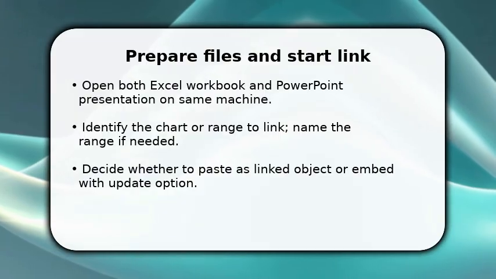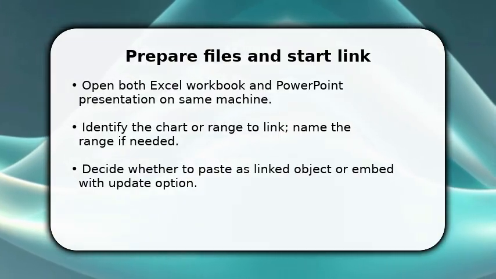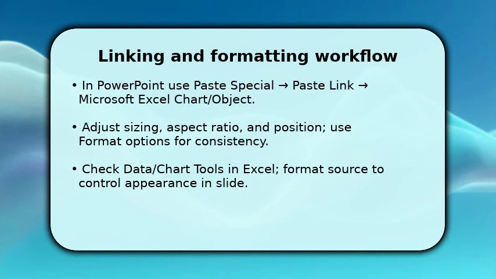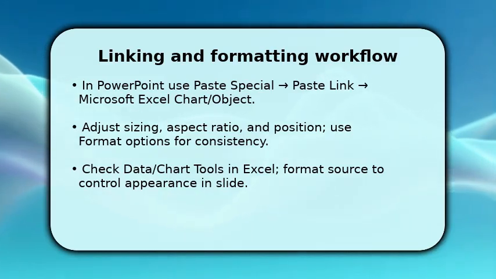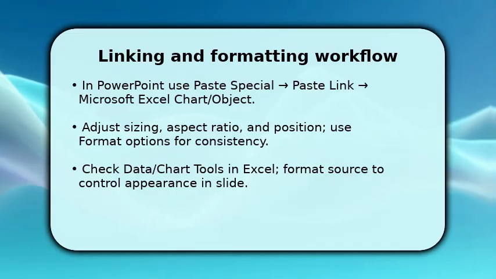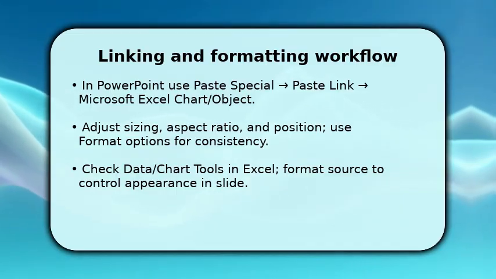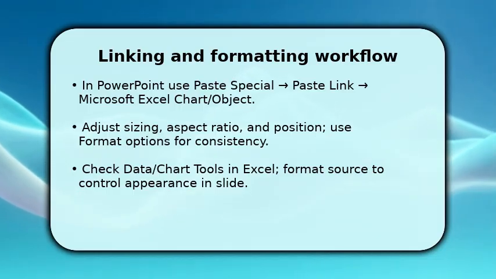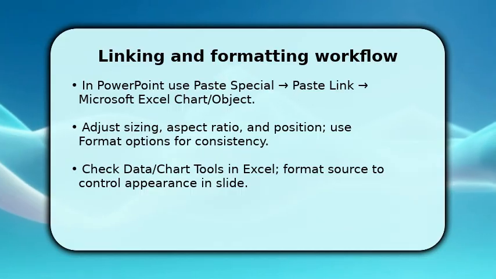When you paste, pick Paste Special and choose the linked option so the connection can update automatically. Now you paste the content as a linked Excel object. In PowerPoint, choose Home, right arrow, Paste Special, and select Paste Link to an Excel chart or worksheet object. You will then resize and position the object. Make sure to lock aspect ratio or use crop tools so visuals remain crisp.